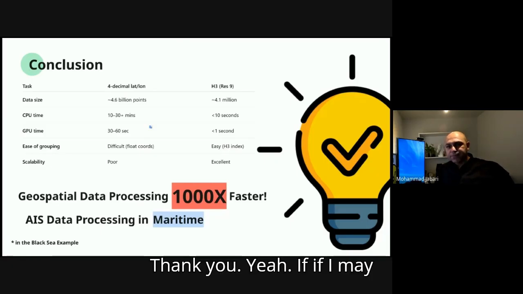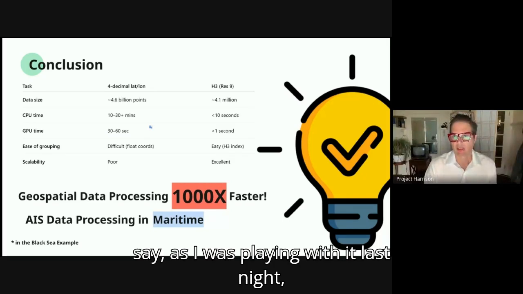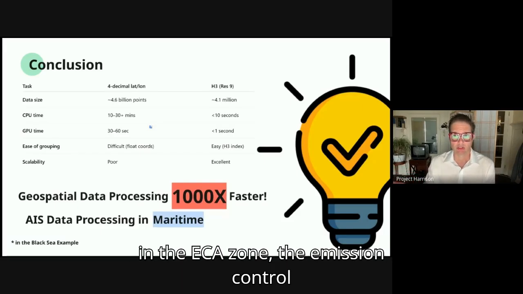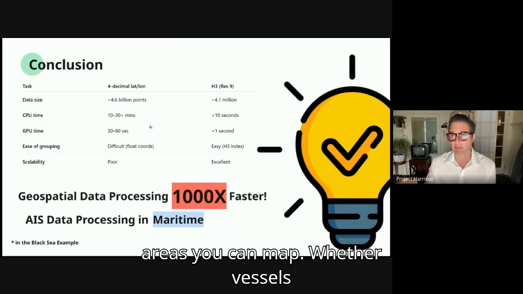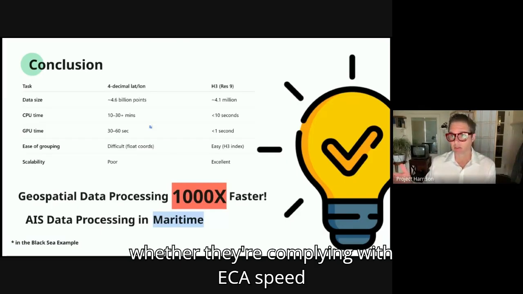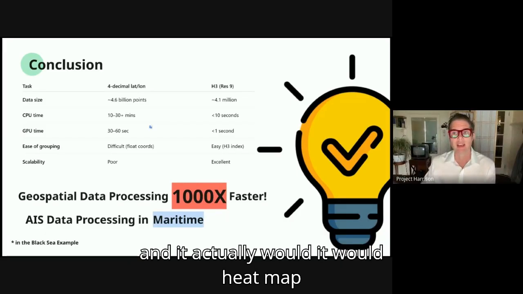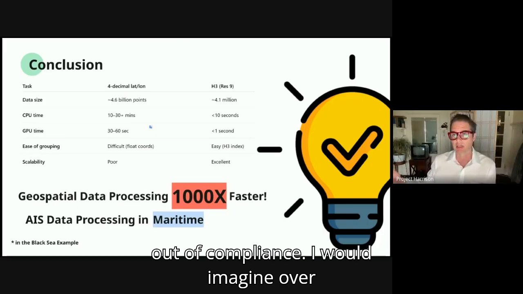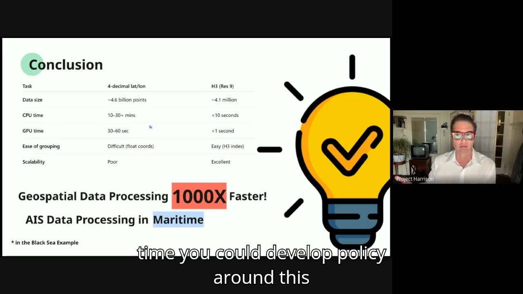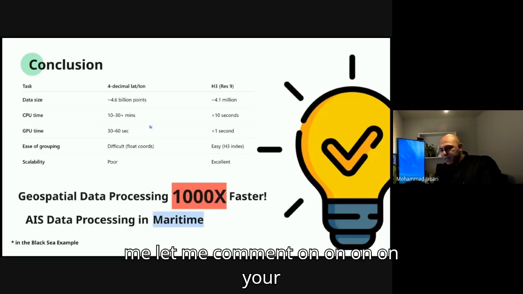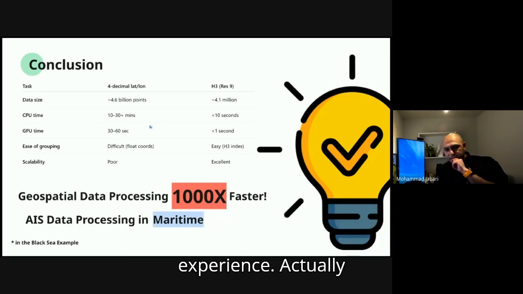Thank you. Yeah, if I may say, as I was playing with it last night, one of the use cases I found was in the ECA zone, the emission control areas. You can map whether vessels are at their economical speed or not, whether they're complying with ECA speed, and it actually would heat map vessels that were in compliance and out of compliance. I would imagine over time you could develop policy around this or something like that.